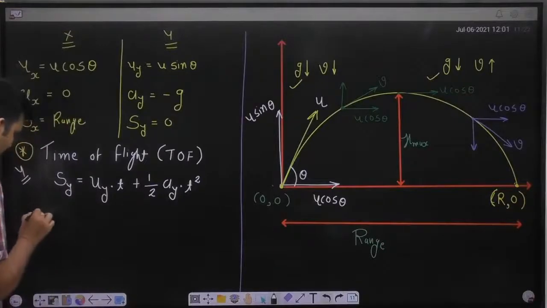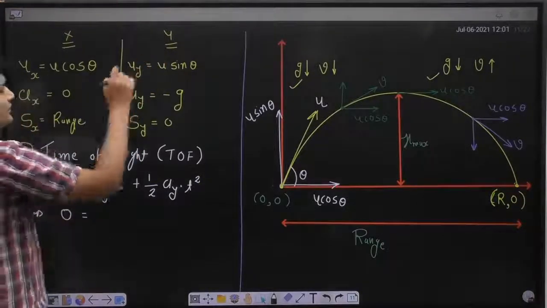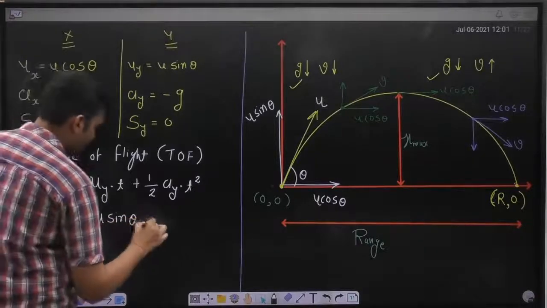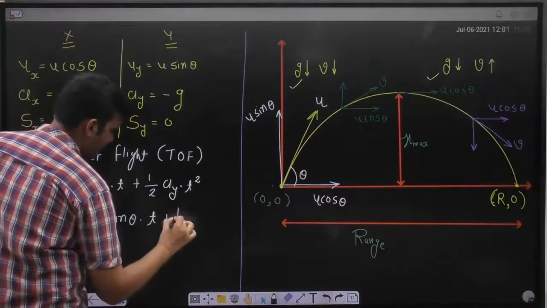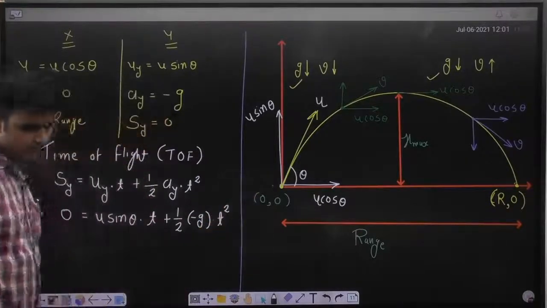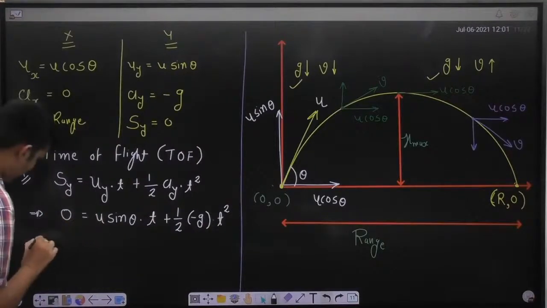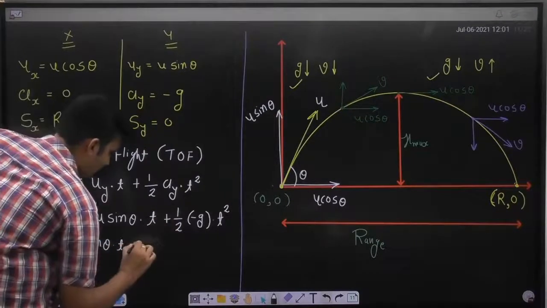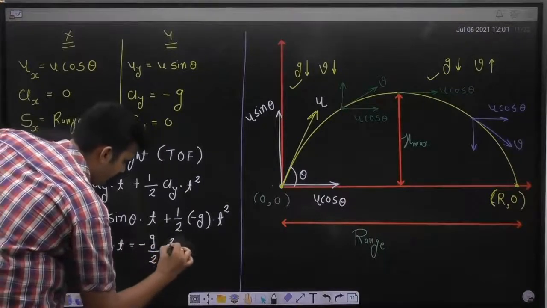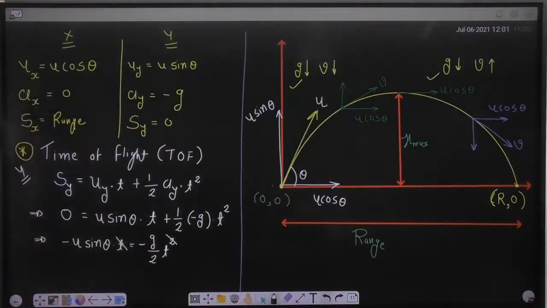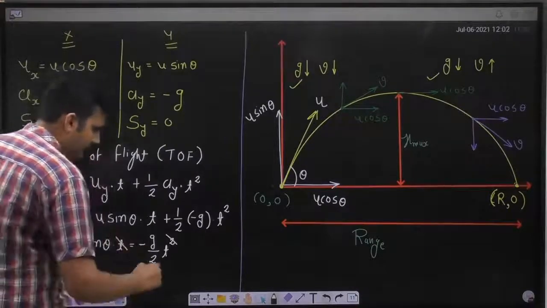Let's put all these values. What is displacement in y? 0, as you can see. What is initial velocity in y? U sin theta into t, plus 1/2 acceleration in y, that is minus g into t square. Anyone with any problem? So I am writing this term on the left side, so it will be minus u sin theta t is equal to plus minus minus g by 2 t square. The important thing that you should see is that this t and this t are going to cancel out, this minus and minus are going to cancel out, and what you are left with is this equation.